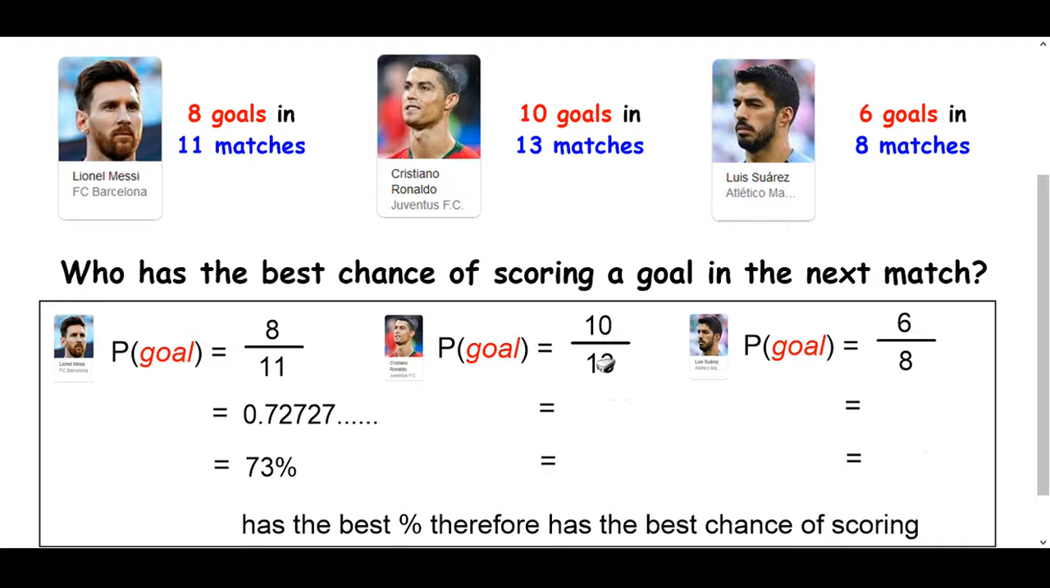Ronaldo, he's 10 out of 13, so just do 10 divided by 13, and that's what his decimal is, 0.769. Again, if you times that by 100, you get 76.9, and that would be 77% to the nearest percent. And lastly, Suarez, 6 divided by 8, that's 0.75, times it by 100, 75%. So you can clearly see who's got the best percentage record. It's Ronaldo. So Ronaldo has the best percentage, therefore is the best chance of scoring in the next match. So harder to compare fractions, easier to compare decimals or percentages.